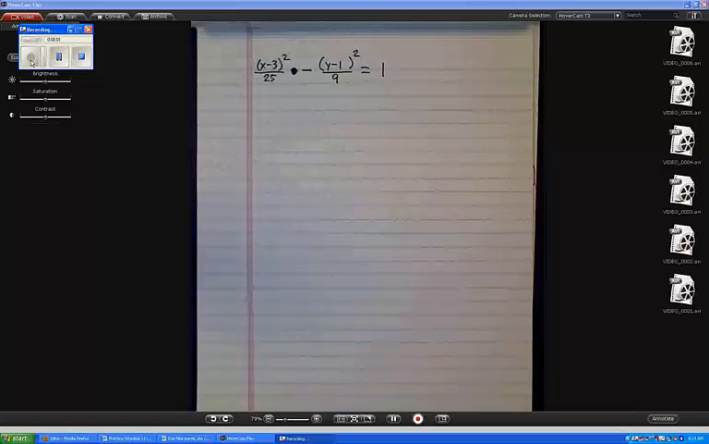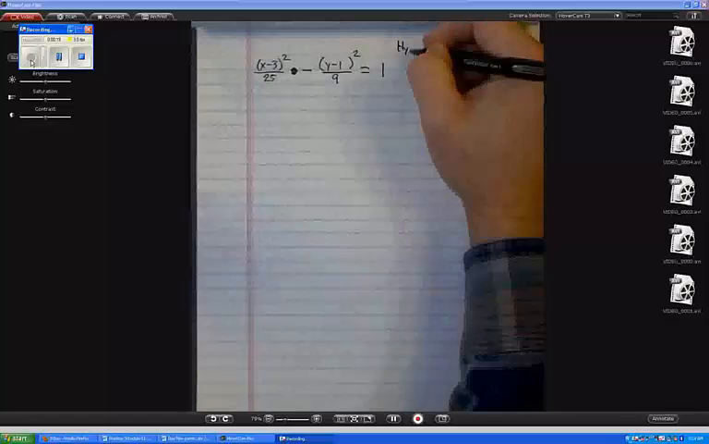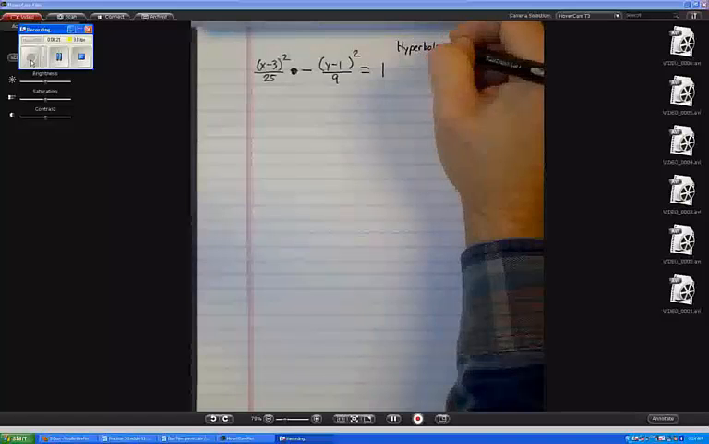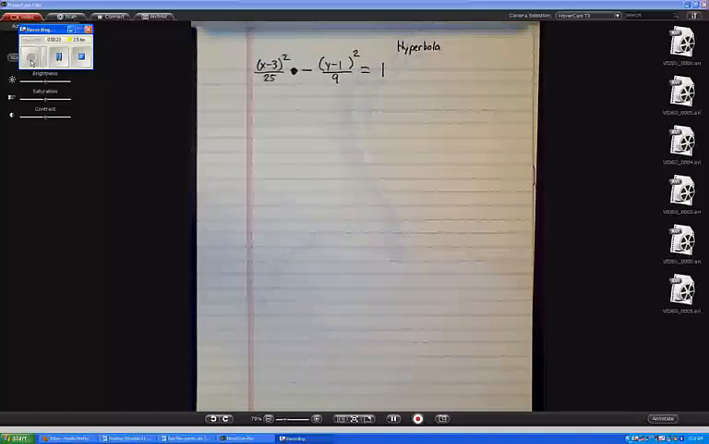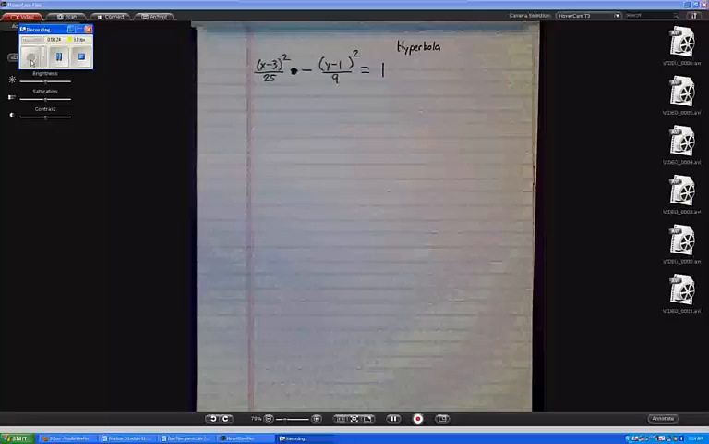I'm taking the same problem I just had, but I'm putting a negative sign in the middle instead of a plus sign. And what I'm going to tell you is we get a different shape, although they're very related. Okay? That's called a hyperbola. And by the way, I should probably give you the definition of a hyperbola. All right?